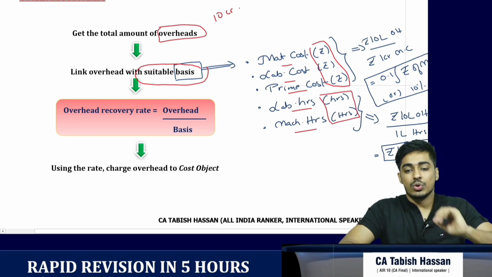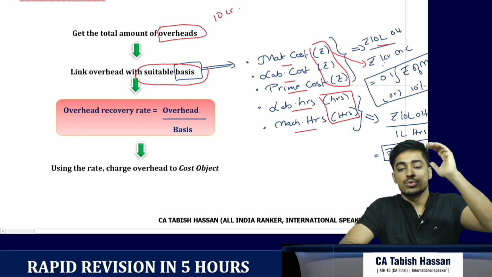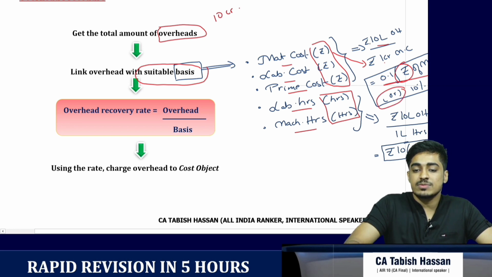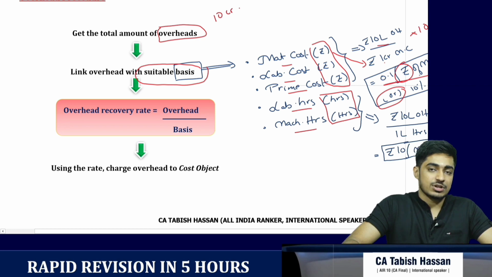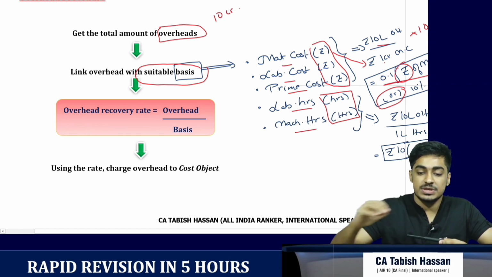Say the overhead is 10 lakh, and we are comparing it with the material cost of 1 crore. So 10 lakh overhead divided by 1 crore material cost, we get rupees 0.1 per rupee of material. Or if you want it in terms of percentage, we can multiply by 100 and get 10% of material cost. That is when the basis is in terms of rupees.